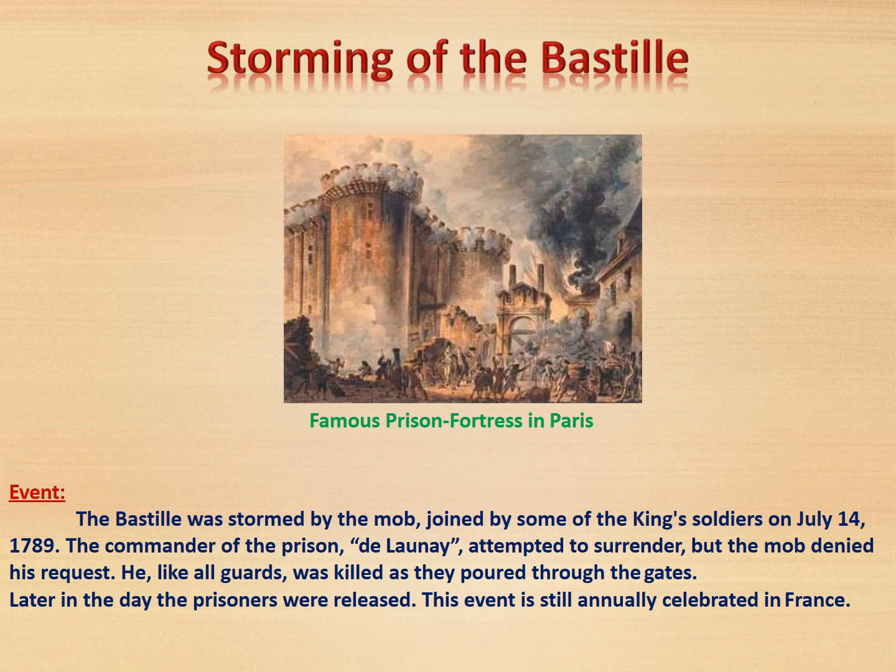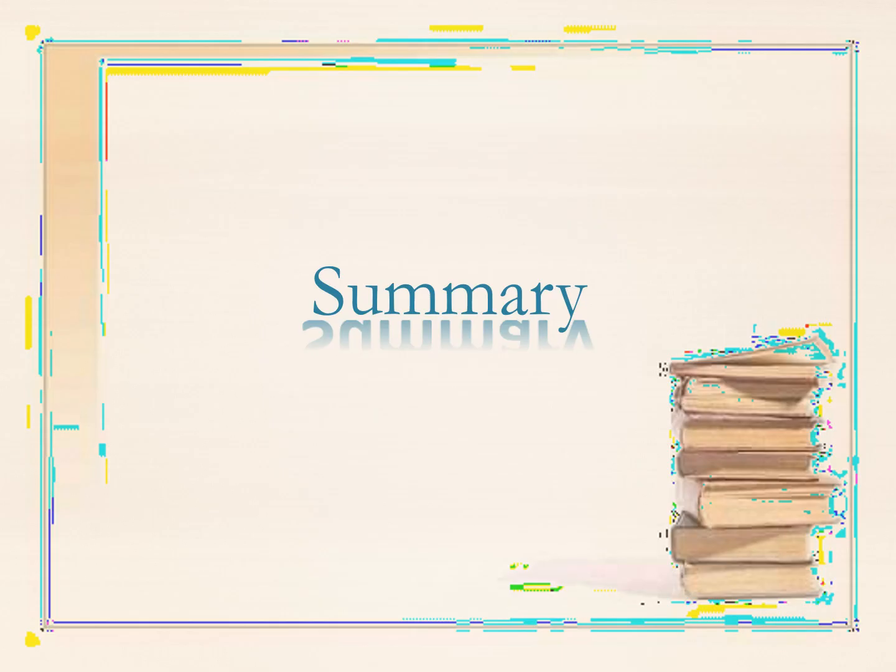The Bastille was stormed by the mob, joined by some of the king's soldiers, on July 14, 1789. The commander of the prison, Delaunay, attempted to surrender, but the mob denied his request. He, like all the guards, was killed as they poured through the gates. Later in the day, the prisoners were released. This event is still celebrated annually in France.